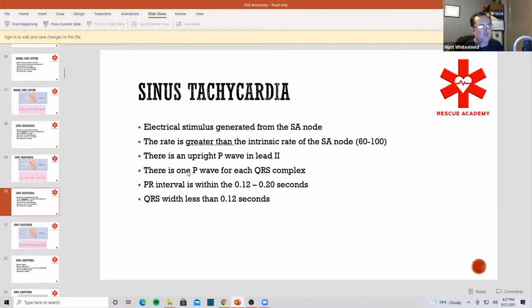But it's any rate that's greater than the intrinsic rate. Now, we said that intrinsic rate, again, was 60 to 100. So anything greater than 100 is considered tachycardia, right? And remember, it's sinus because we have an upright P wave and a narrow QRS complex every time. If I got an upright P wave and I have a narrow QRS complex, we're talking about a sinus rhythm. It doesn't change.